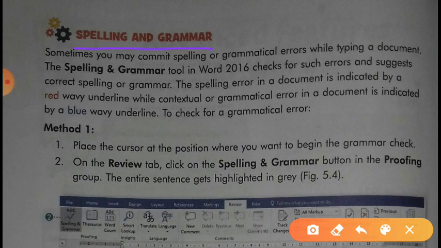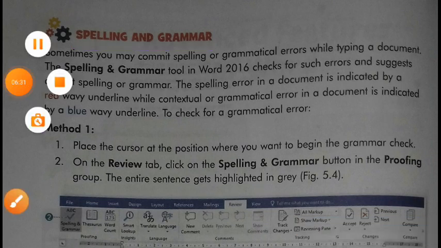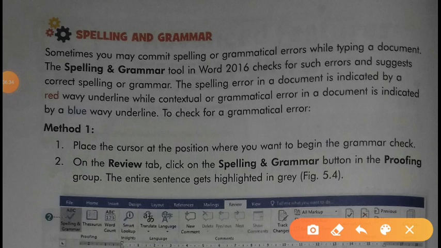Sometimes you may commit spelling or grammatical error while typing a document. The spelling and grammar tools in Word 2016 check for such errors and suggest correct spelling or grammar. The spelling error in a document is indicated by a red wavy underline, while contextual or grammatical error in a document is indicated by a blue wavy line. To check for the grammatical error, you have to follow some steps.